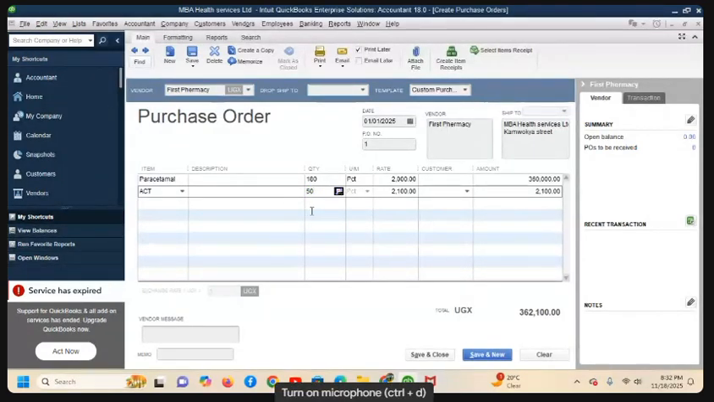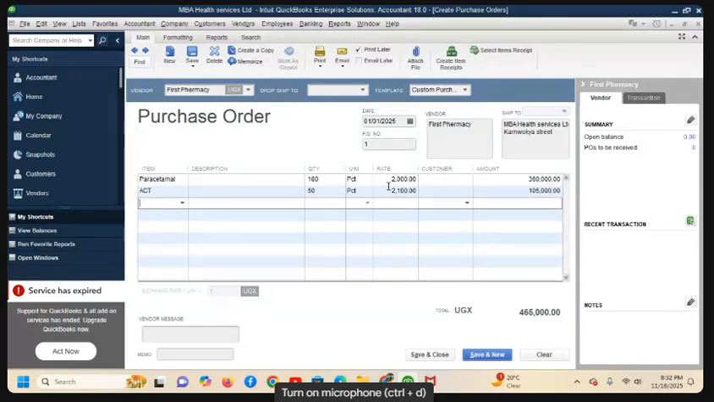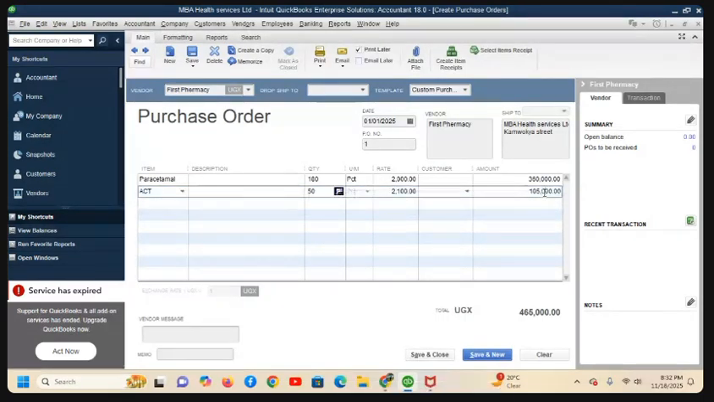So the system will multiply 50 times 2,100. It will show you that this is how much you are expecting to pay, the 105,000. So in total, if these are the only two products we are ordering, we are going to have a total amount which is supposed to be paid of 465,000. Then I can save this order and close.